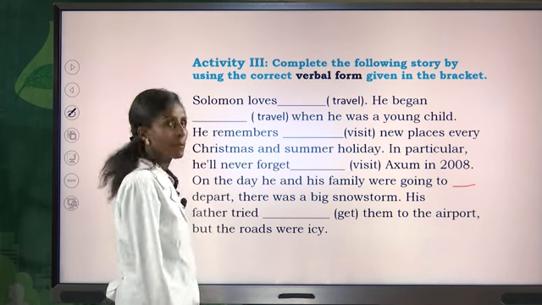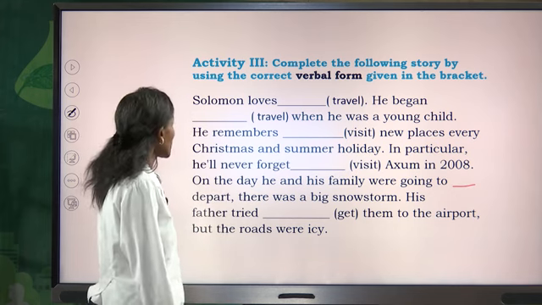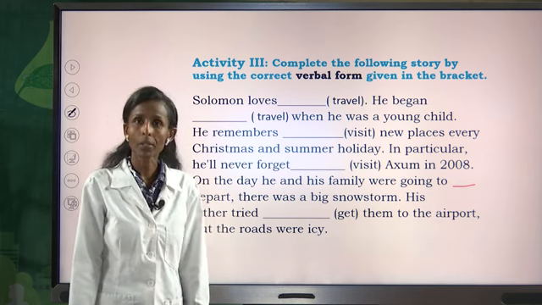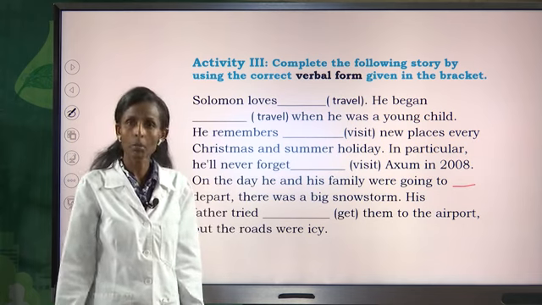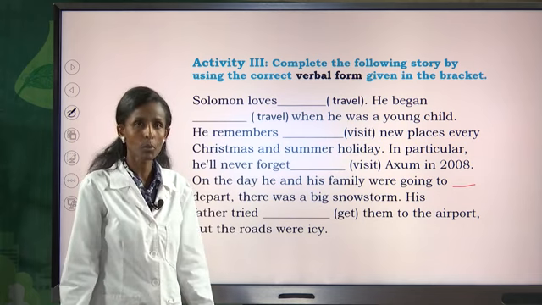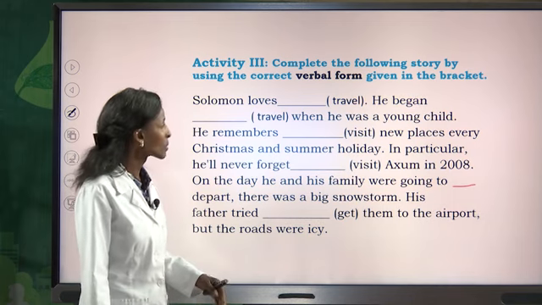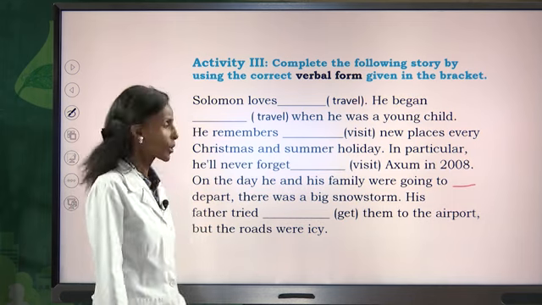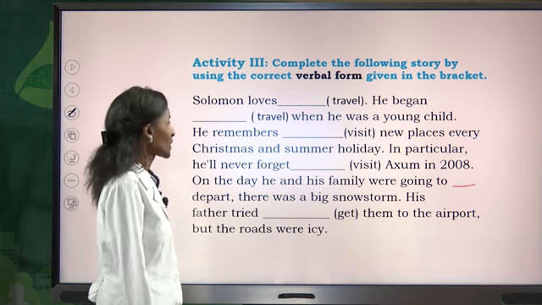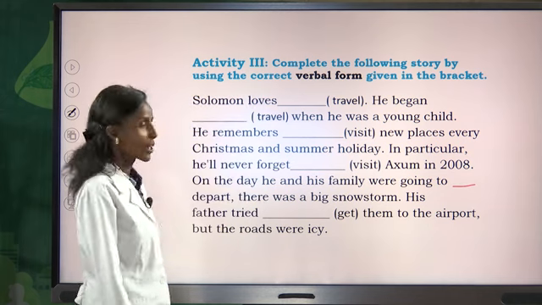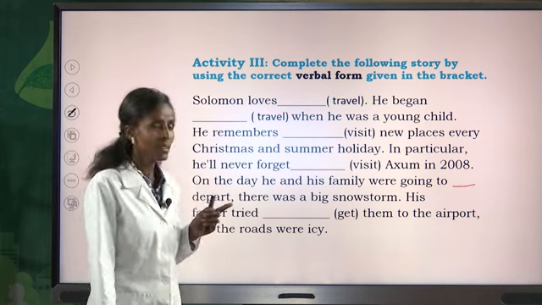Good. Let's see. Solomon loves travel is given in brackets. Solomon loves to travel or traveling? Loves can be followed by what? To travel and traveling. Possible, you know, the infinitive and gerund. But in this case, what are you talking about? Let's go to the second sentence that might give you a clue, okay? He began travel when he was... There is travel also, you see, in the second sentence. Travel when he was a young child. The second sentence tells you that Solomon has got the desire.